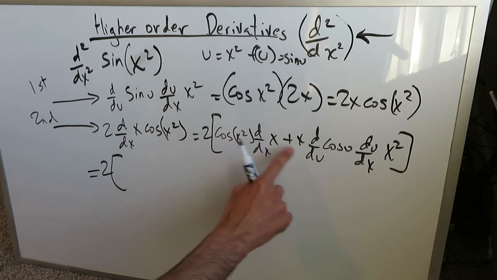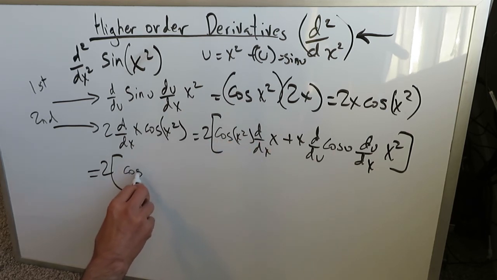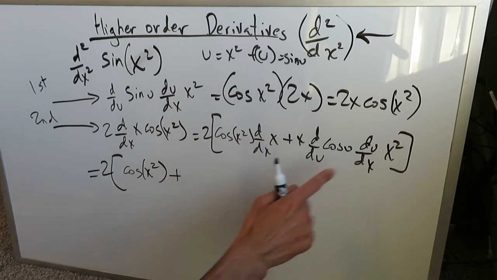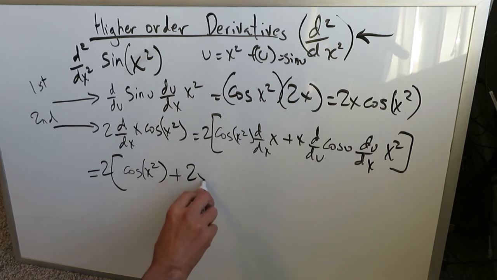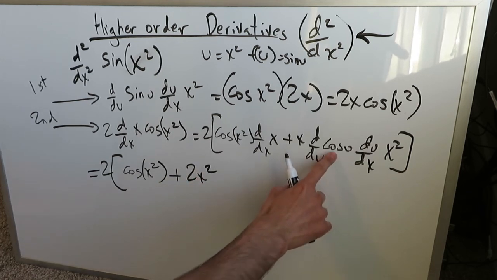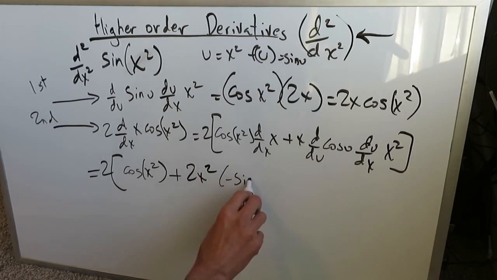Look over here, the derivative of all of this right here is just cosine x squared, because the derivative of x is a 1. Now look over here, x squared derivative is a 2x. 2x times that x is a 2x squared. Derivative of cosine u is a minus sine u, but u represents here an x squared.